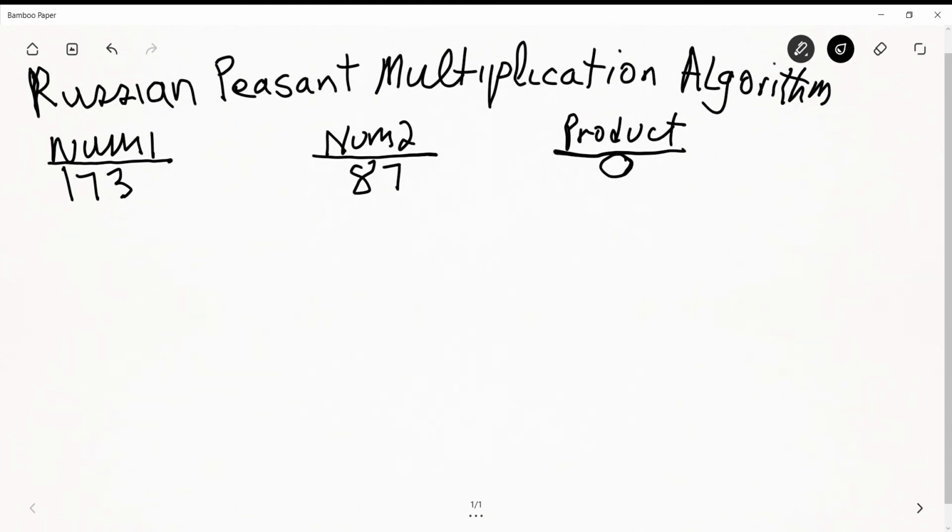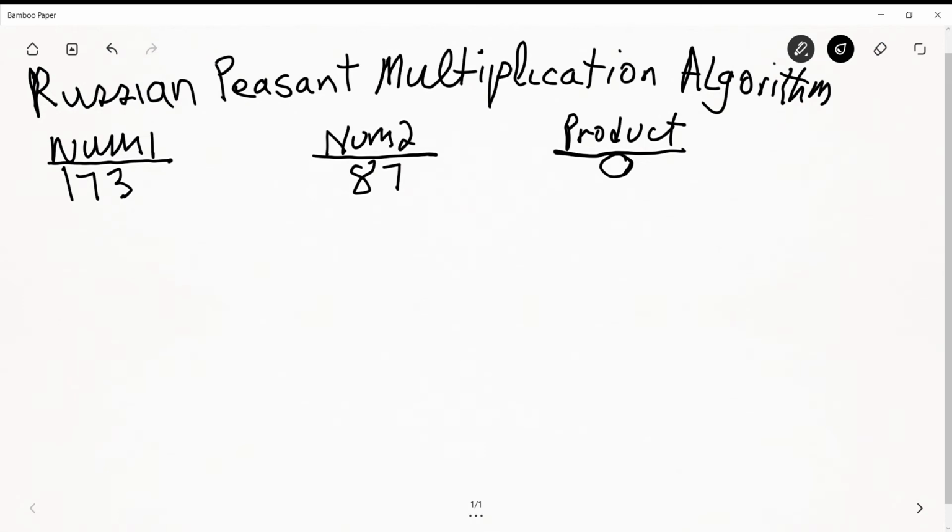Okay, so I'm trying to implement the Russian multiplication algorithm. This algorithm works for integer numbers, no decimals, no negative numbers. The way it works, it checks for odd and even numbers. So the first thing is we check the first number. First number here happens to be an odd number.